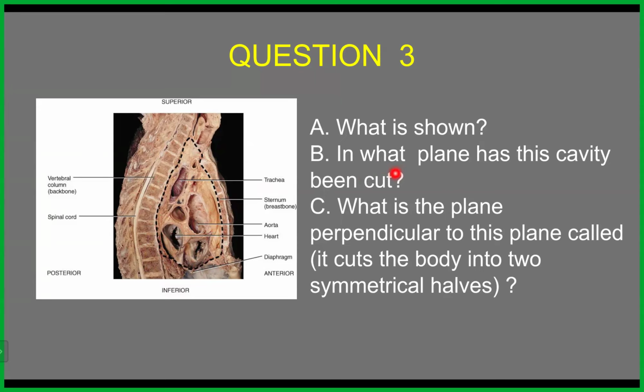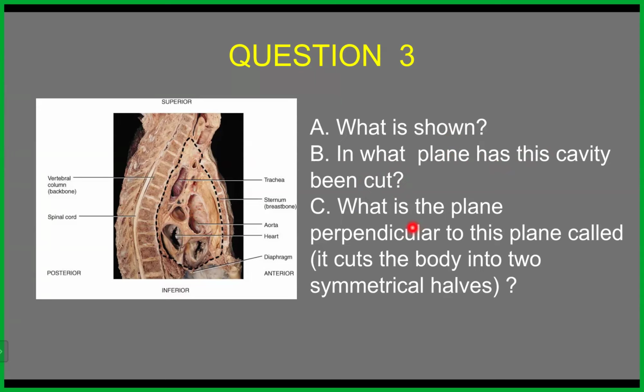And then the next question is, in what plane has this cavity been cut? So the word cavity here should give us a clue as to what they expect the answer to be in A. If they're calling it a cavity, then it might be a good idea for us to refer to this as a thoracic cavity section. In what plane has it been cut? Is this a front and back, a left and right, or an upper and a bottom? And I hope you can see that's a left and right. So this is a sagittal plane.